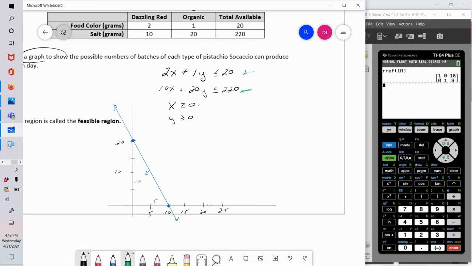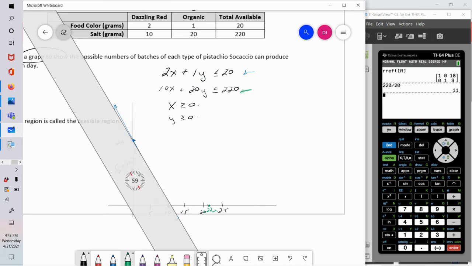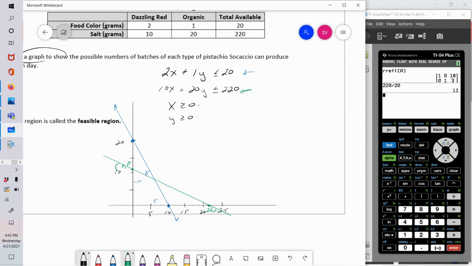Now we're going to graph the second equation with green. If x is 0, y will be 11. And let's just write in that 0, 11. 220 divided by 20, I should be good enough at math to know for sure that that's 11. Okay, and if y is 0, x is going to be 22, which is right about here, we said, so that's 22, 0. There's the green line.